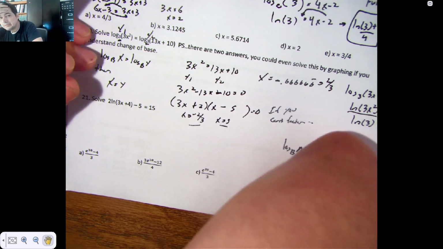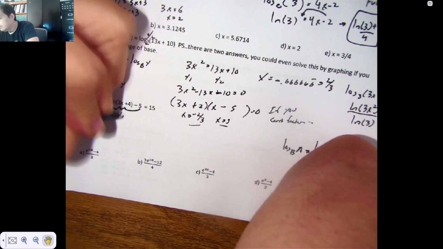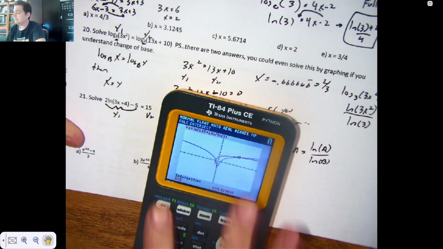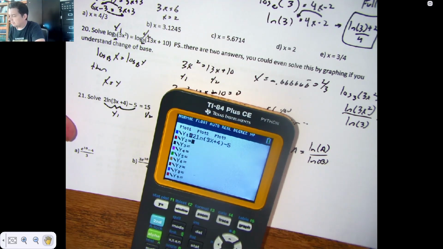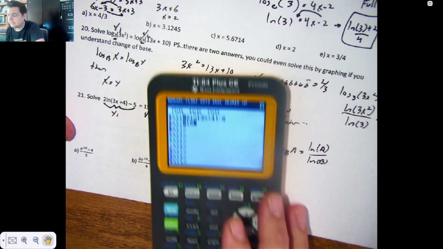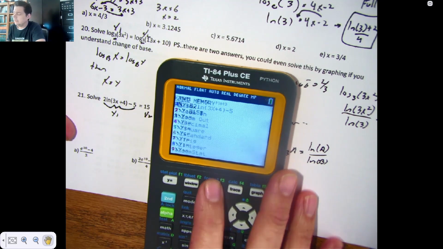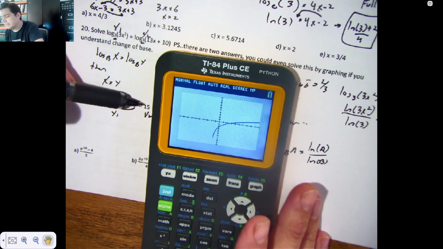Solve 2 ln(3x + 4) - 5 = 15. Now you could have straight up y1 to y2 this thing. I'll do that first: y1 = 2 ln(3x + 4) - 5. A lot of kids are like, I don't like doing y equals. It doesn't feel right. It feels right. Something wrong with you. You do a zoom 6, you won't see what you need to see. You put a 15 in there.